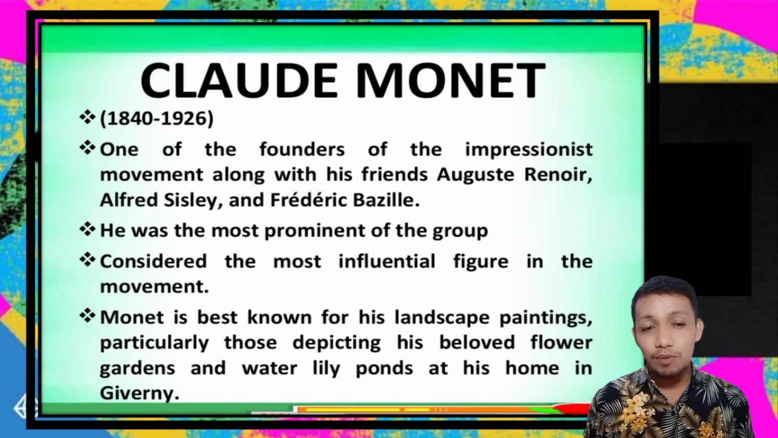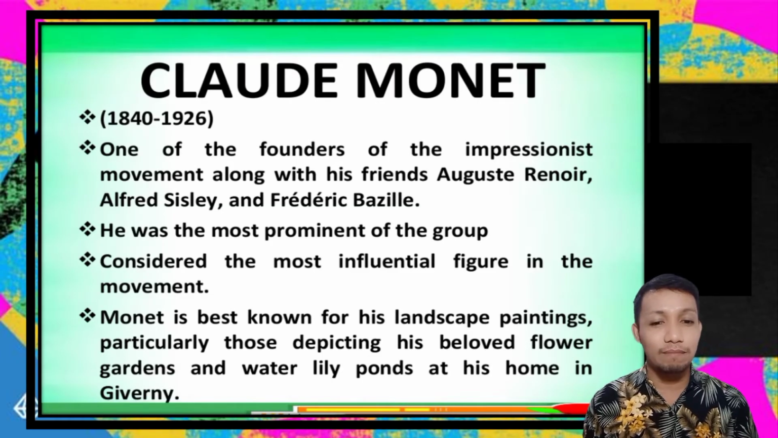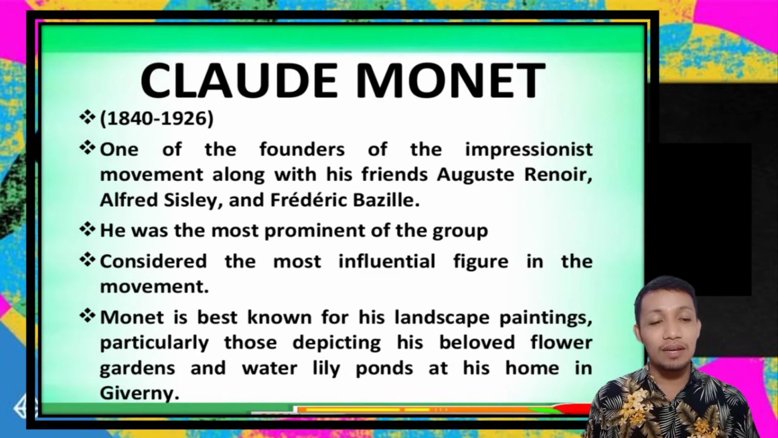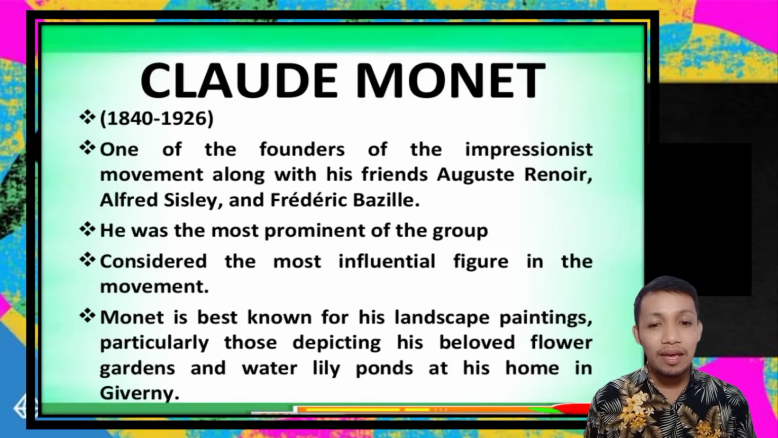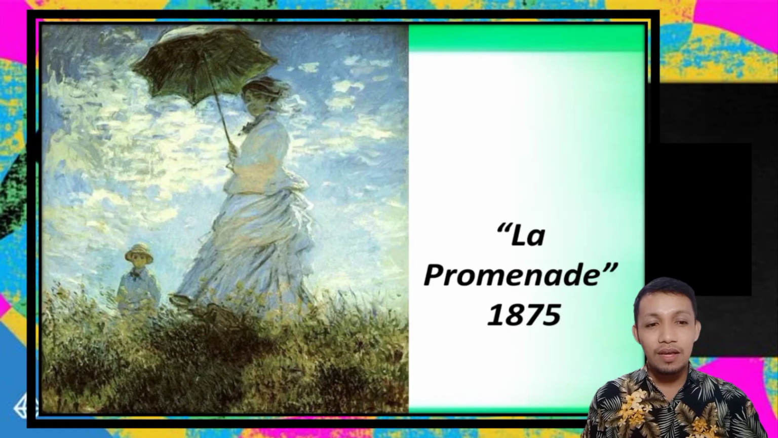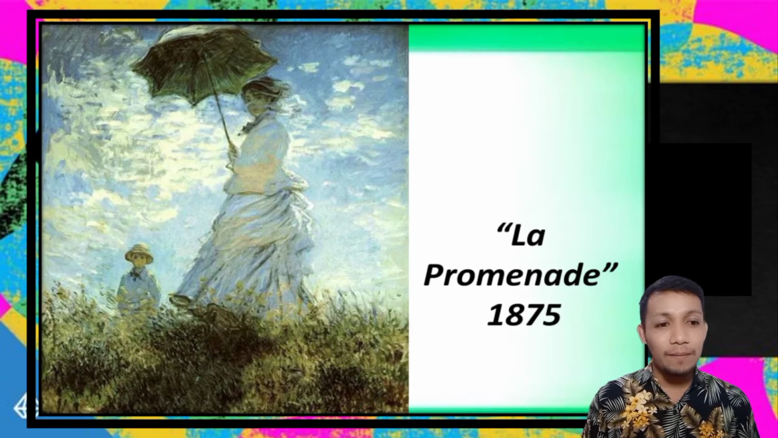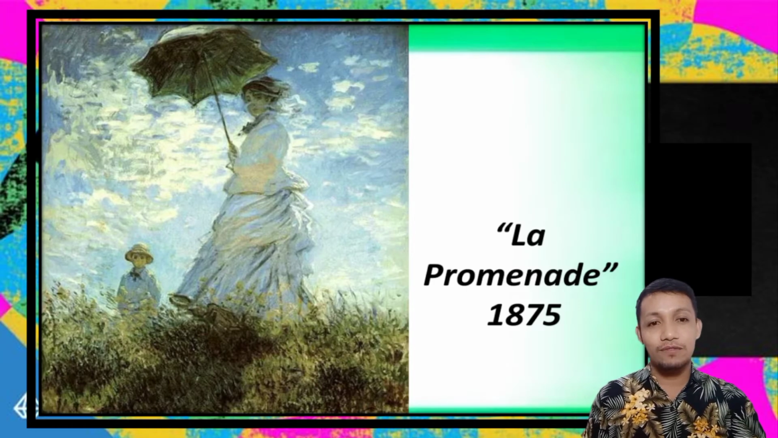He was the most prominent of the group, considered the most influential figure in the movement, and Monet is best known for his landscape paintings, particularly those depicting his beloved flower gardens and water lily plants at his home in Giverny. Here is an example of his painting entitled La Promenade, and this was painted in the year 1875.